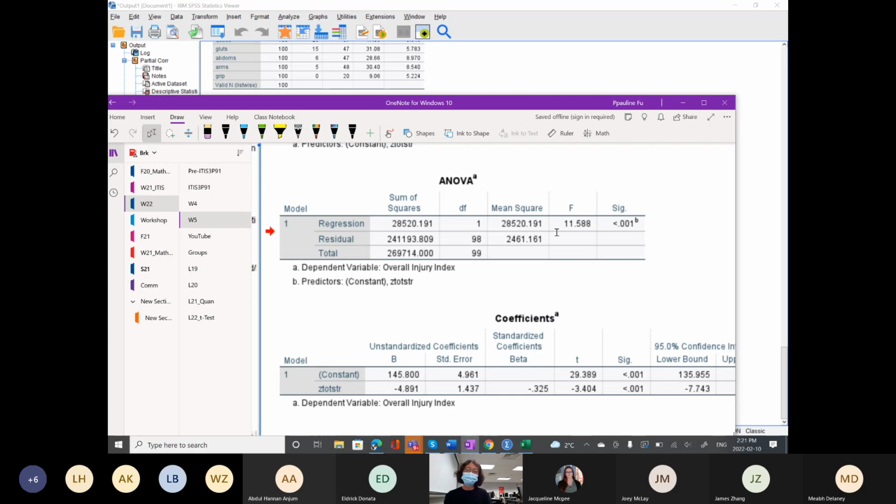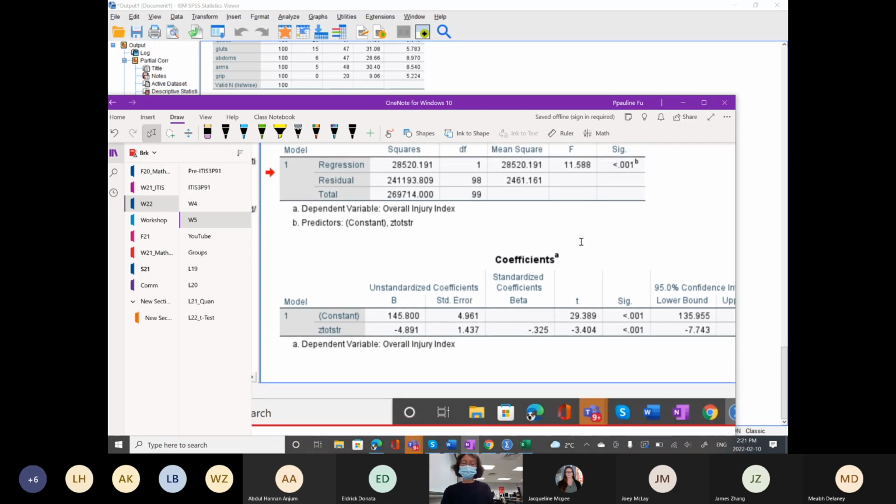Once you get this mean square, how do you get the F value? If I delete the F value, and I only give you mean square due to regression and mean square due to residue, you need to know, using 28,520 divided by 2,461, you will get 11.588. Okay, so 28,520 divided by 2,461, you get F. This is how you get F. All right, so this model is significant.